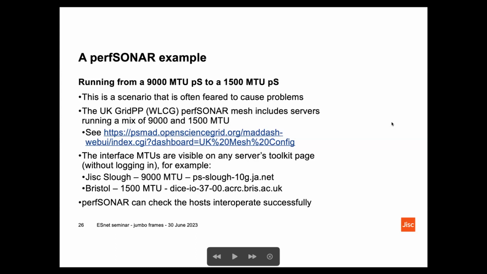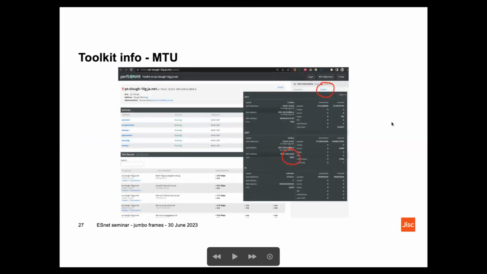So, here's an example, for that mesh, of looking at one of our JISC reference perfSONAR servers that's running 9,000 to the University of Bristol, where they're running 1,500. Here's an example of where you can, through the toolkit page of perfSONAR, if you just hit the details button without logging into the toolkit page. So generally, most systems have this open. You can just look and see what the different interface MTUs are. So you can see here that although the main throughput interface there has 9,000 MTU at least.